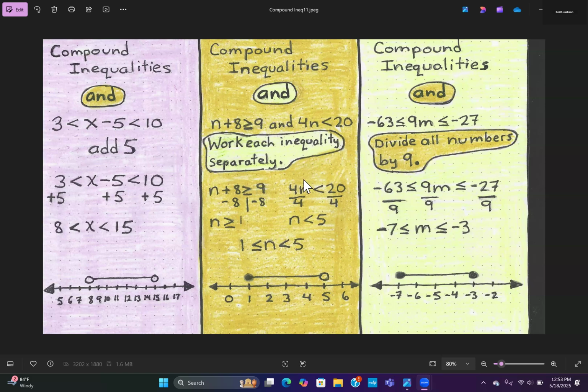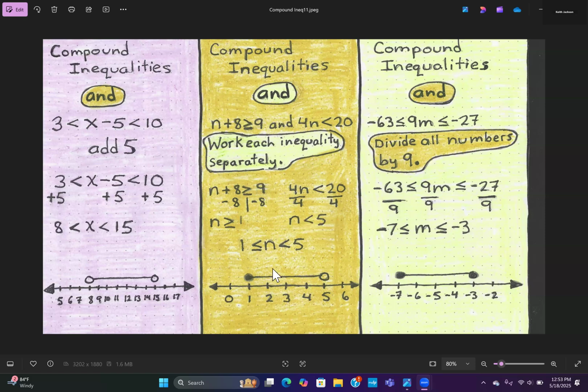Let's go on to the other inequality, in which, in order to isolate n, we're going to have to divide both sides of this inequality by 4. And we will discover that since 20 divided by 4 is 5, we know that n will be less than 5.